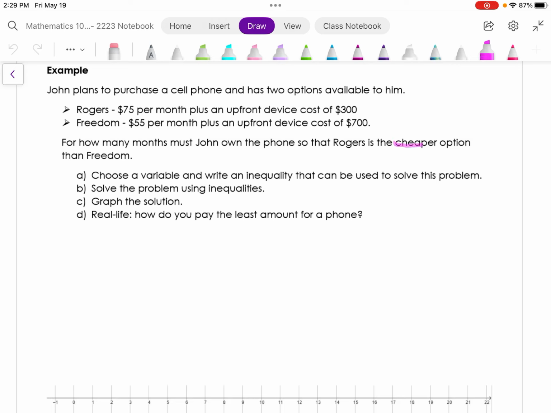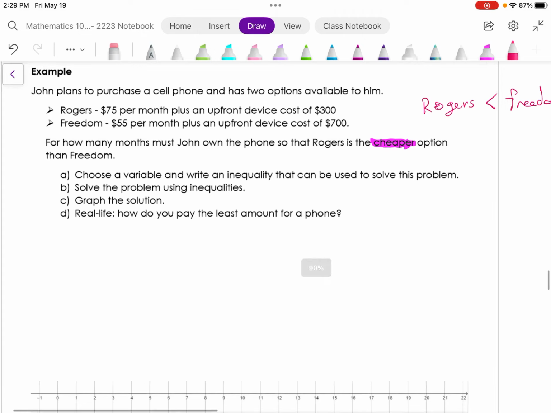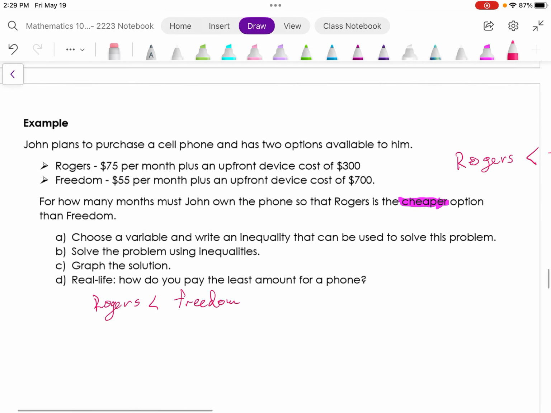So wait a second, let's just read that again. How many months must John own the phone so Rogers is cheaper than Freedom? So what we're looking for is Rogers is cheaper than Freedom. If Rogers is cheaper than Freedom, now notice how the word cheaper implies less than.